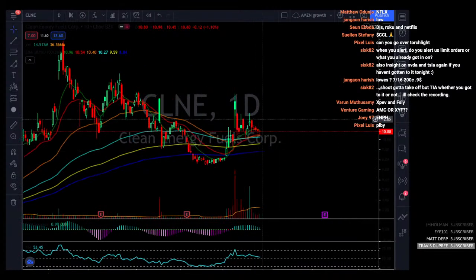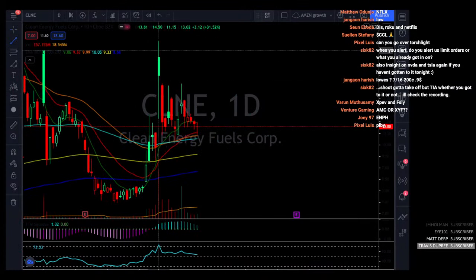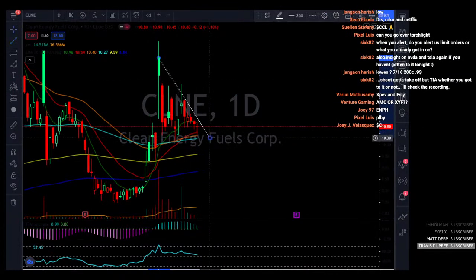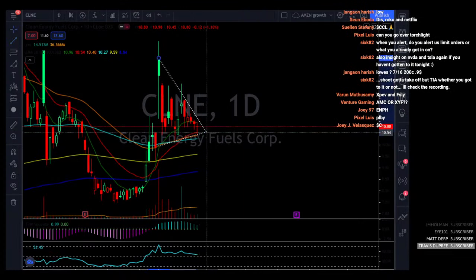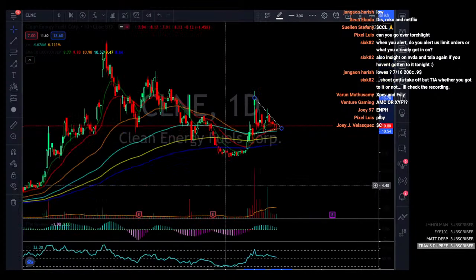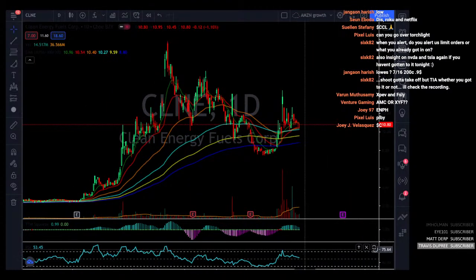I do see some sort of consolidation over here, but you can also say this is forming a wedge. And usually these types of wedges are pretty neutral, so either we're going to break to the upside or break to the downside. Though right now I do see an inverse head and shoulders, which does point me more to the upside. RSI is starting to calm down, which means that we do have more room to go up.